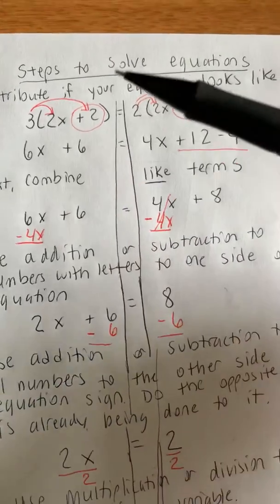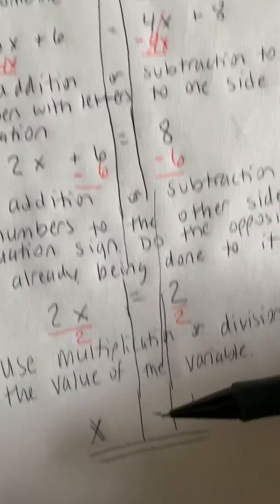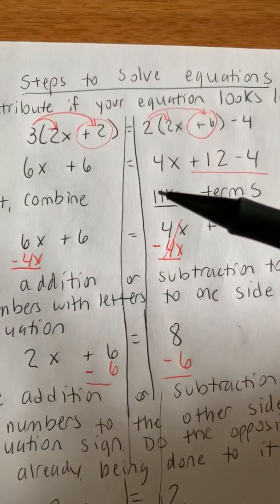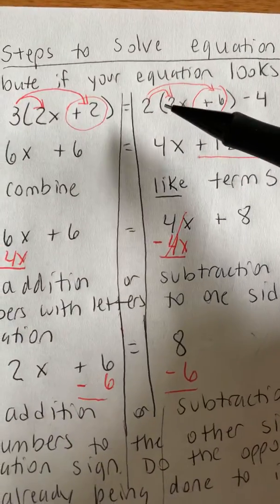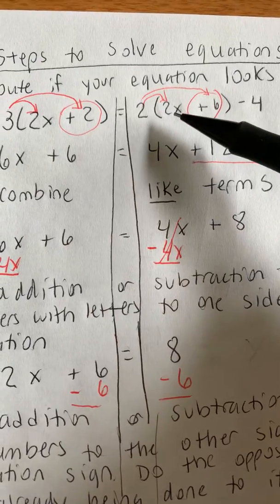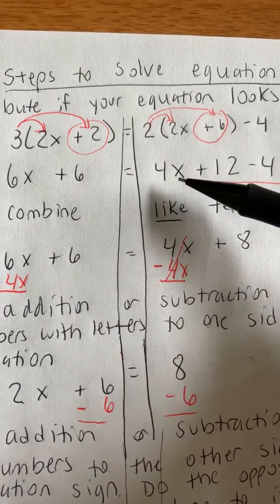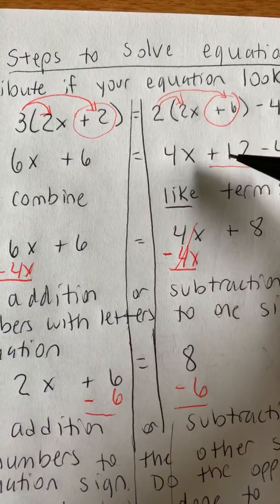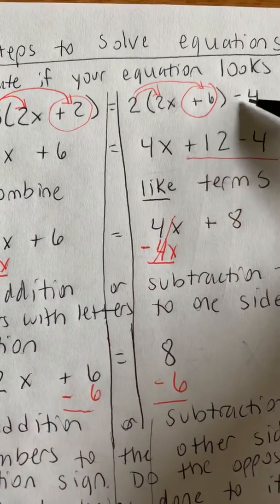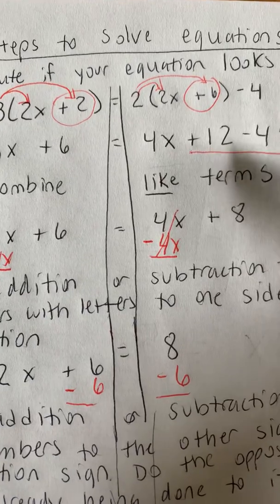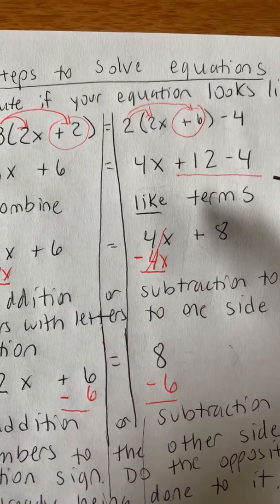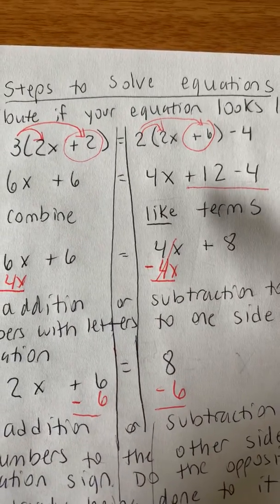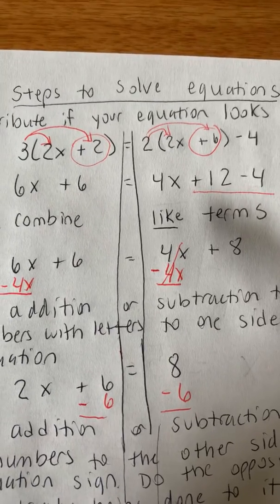We always draw our railroad tracks, and as you can see, it goes straight down the paper. Then you're going to do the right side. You're going to take 2 times the 2x, and that's going to give you 4x. And then 2 multiplied by a positive 6 gives you a positive 12. And then you have to bring that negative 4 down, or the minus 4 down, so you're not forgetting it. Remember, you're supposed to be using your calculator as well, okay?